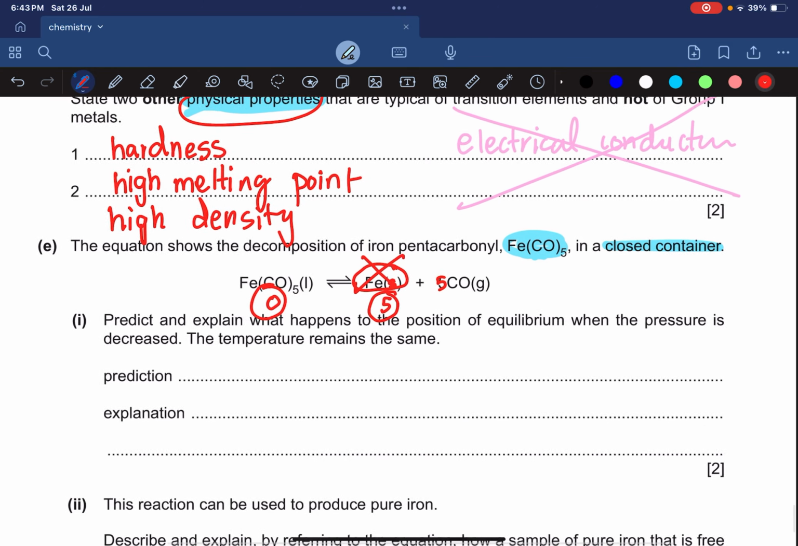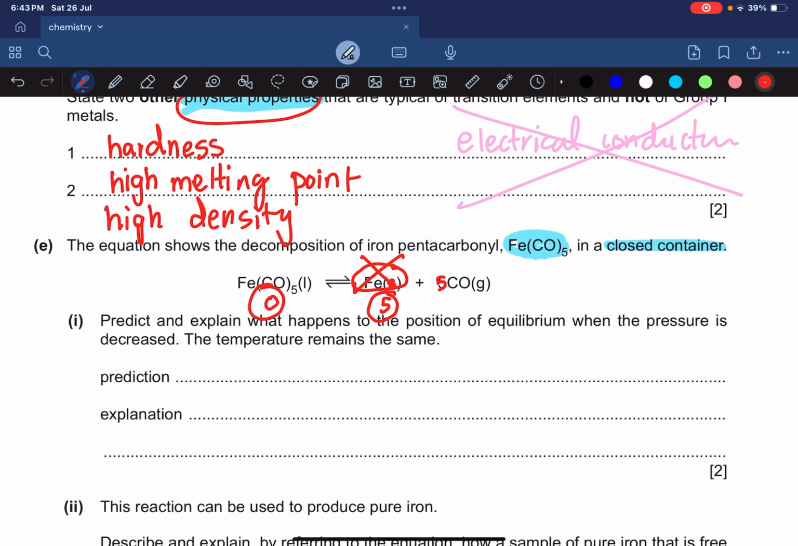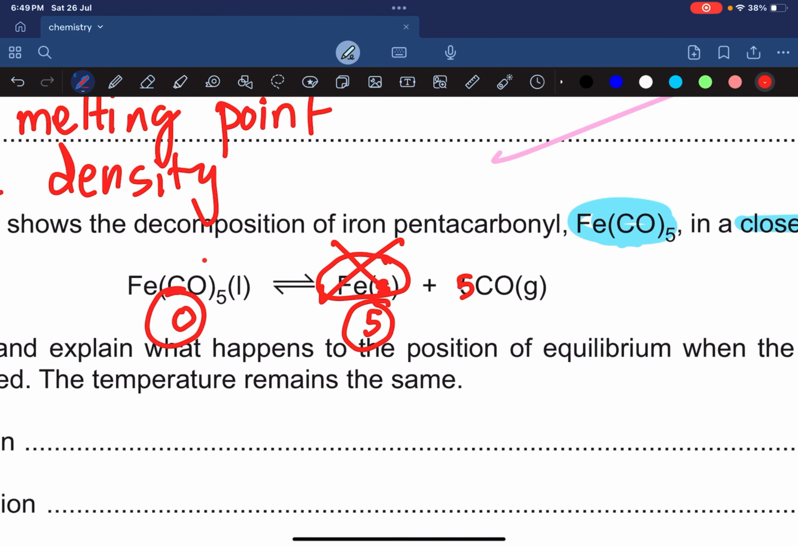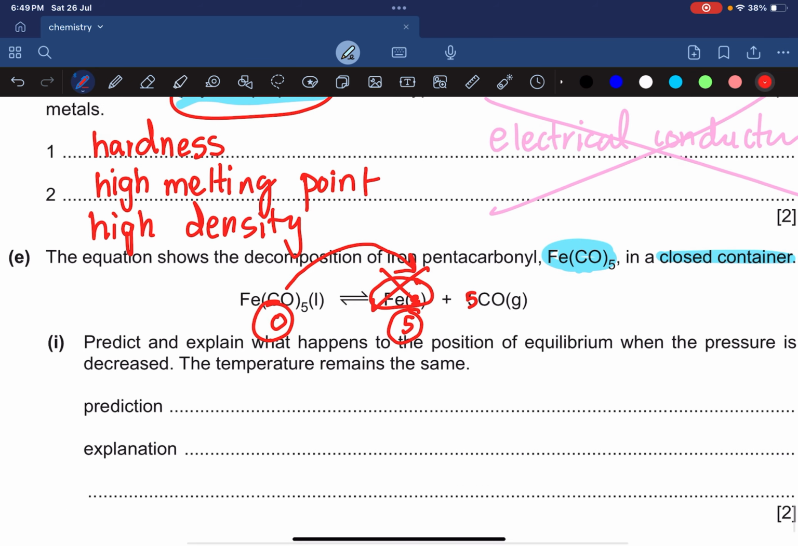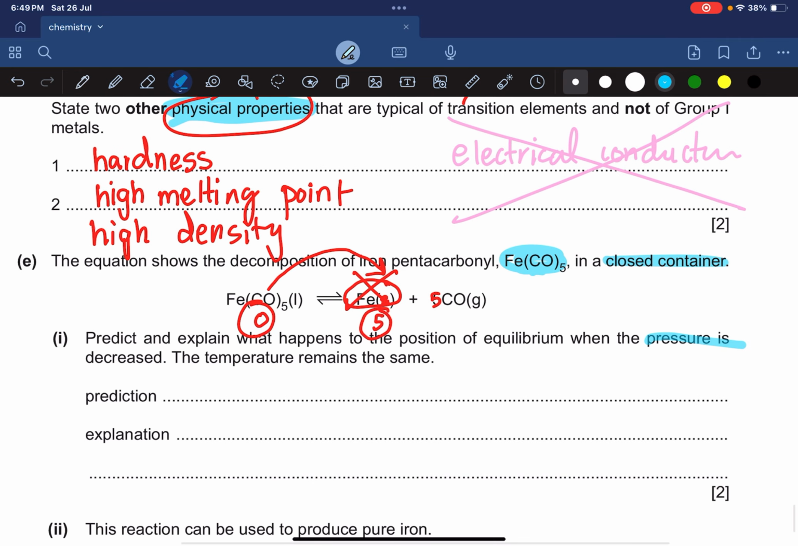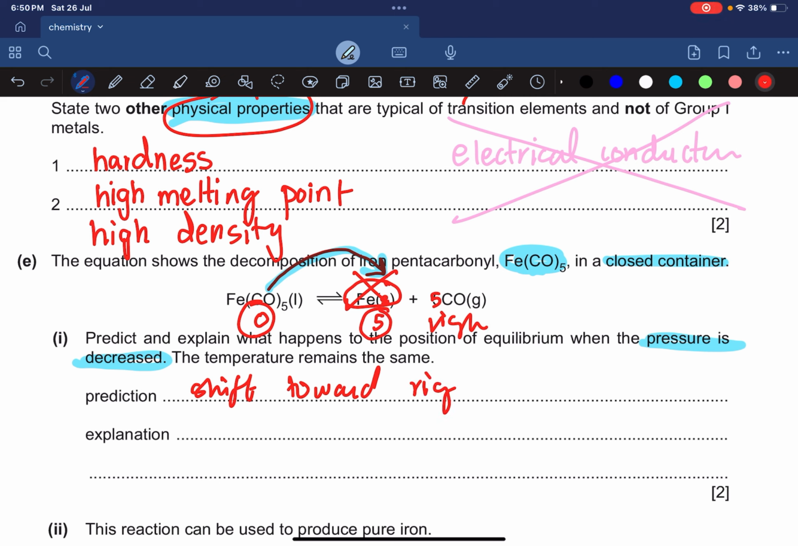Okay, predict and explain what happens when the pressure is decreased. So our equilibrium is going to shift towards the product side because we have more moles of gases on the product side. Whenever the pressure is decreased, the equilibrium is always going to shift towards the side that has more moles. So prediction: equilibrium is going to shift towards which side? This is the right side, so it shifts towards the right side, or you can say the product side. And the explanation is that you have to write more gaseous moles.